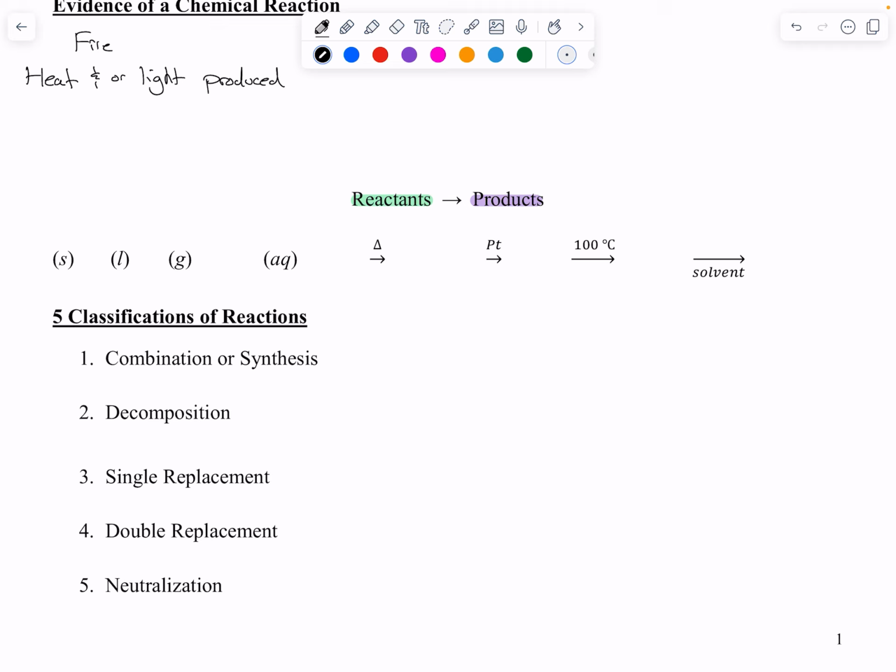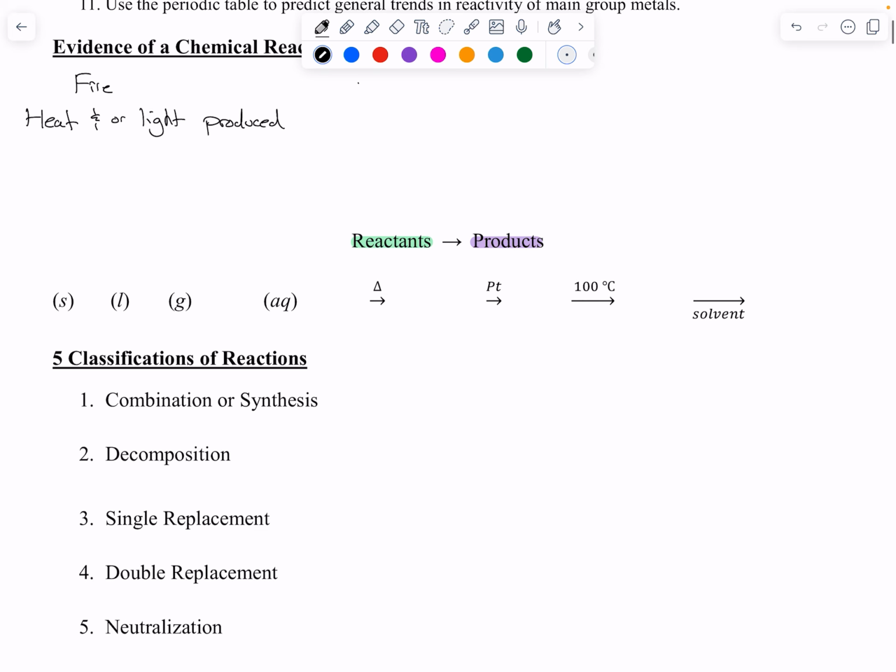Another one that happens, rust would be an example, which is a permanent color change. So if you have a bicycle and your bicycle went from that dark gray or even light gray, and now it's starting to become orange, that's a permanent color change. You can take the rust off, but that iron reacted. So your bike chain is actually a little lighter.